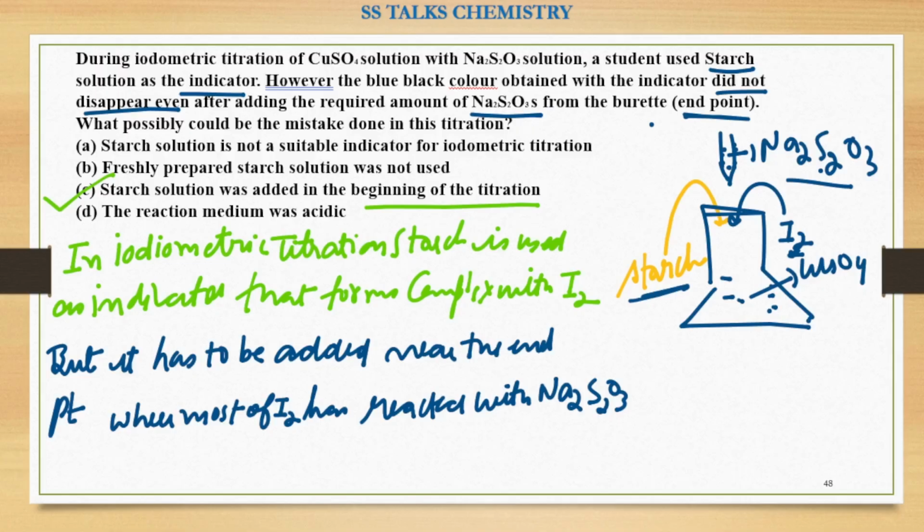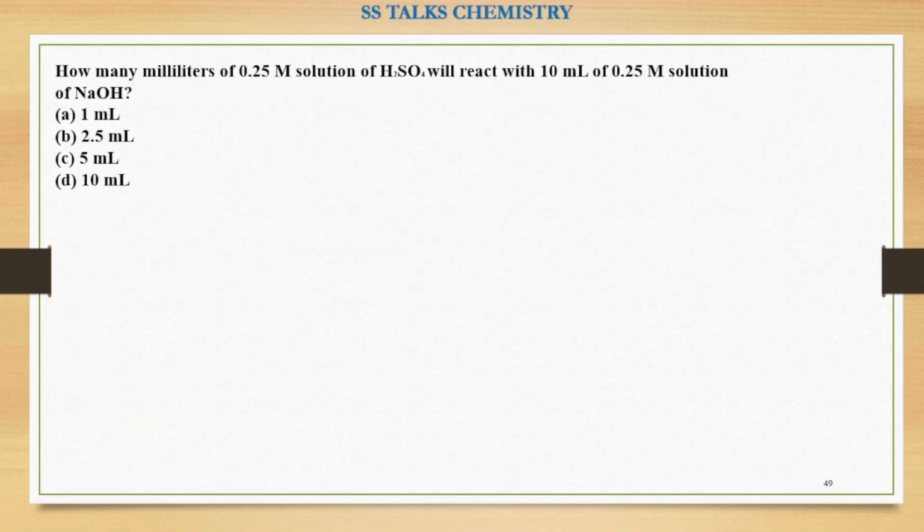Okay, now the next one we have is this question. It says how many milliliters of 0.25 molar solution of sulfuric acid will react with 10 ml of the 0.25 molar solution of NaOH.